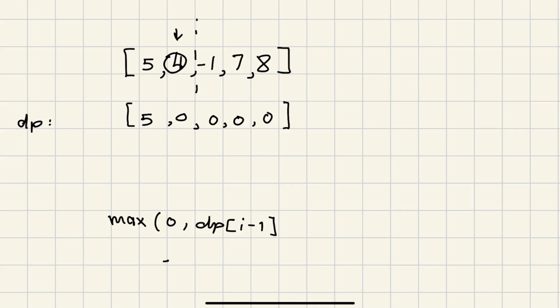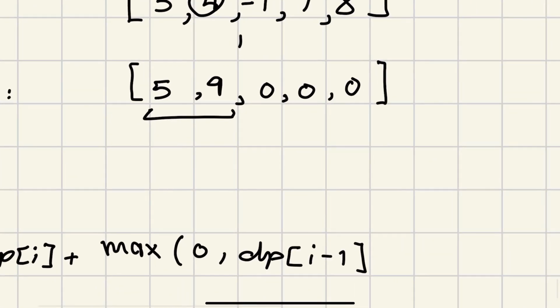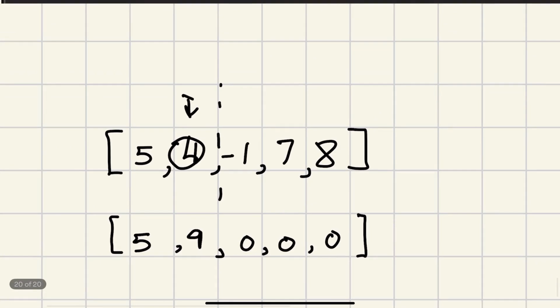Well, the max here ends up being 5, but we don't just update this with a 5. We're extending this array. So what that means is we're actually updating it with a 4 plus 5, which is 9. So here we go: dp at I equals nums at I plus the max between 0 and dp at I minus 1. Okay, so that's if the array was only the 5 and the 4. Let's move on to here.